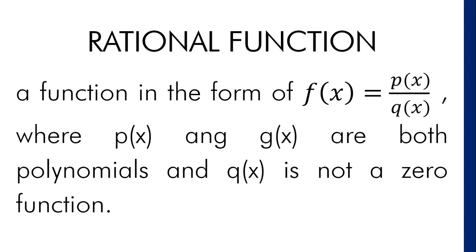Now, a rational function is a function in the form of f of x is equal to p of x over q of x, where p of x and q of x are both polynomials, and q of x is not a zero function. Correction, it should be q of x. Okay? So always remember, q of x should not be a zero function because this will be undefined.